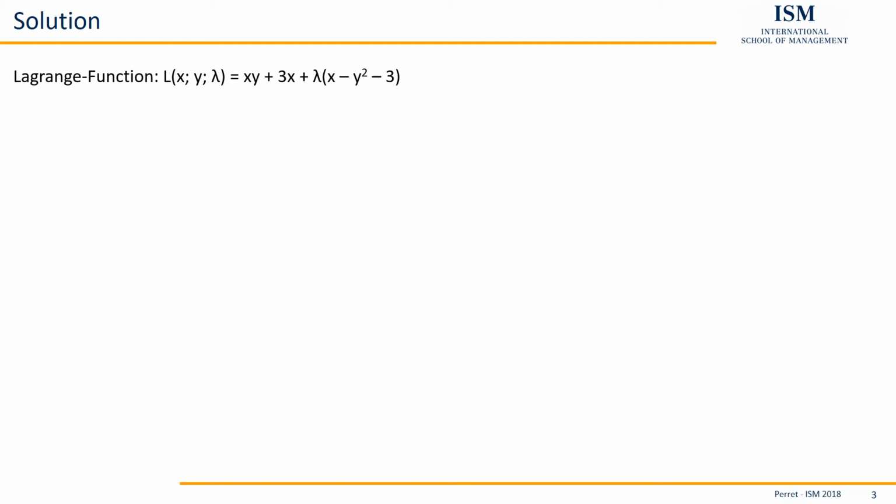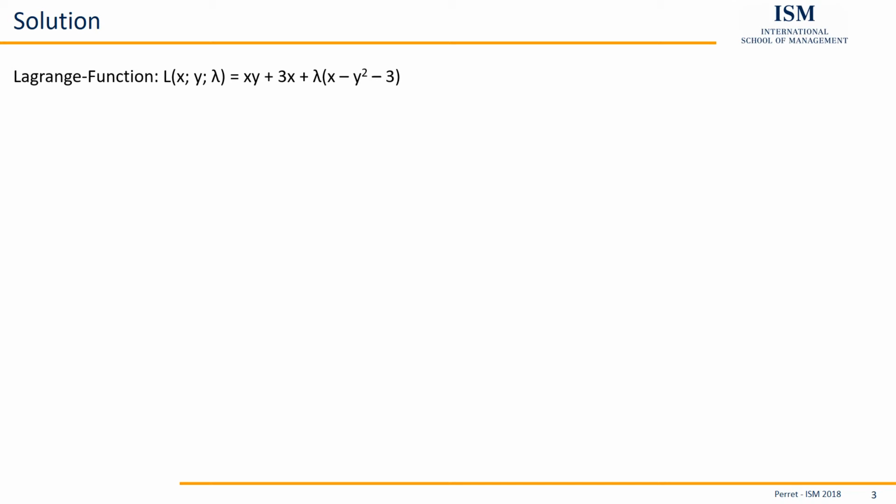We have with the Lagrange function an additional variable lambda, and we get one additional variable per additional constraint. Here we only have one constraint, so we only have one additional variable. When we have then our three variables in our Lagrange function, we can derive the Lagrange function for each of these three variables. So we get one partial derivative for x, one for y, and one for lambda.